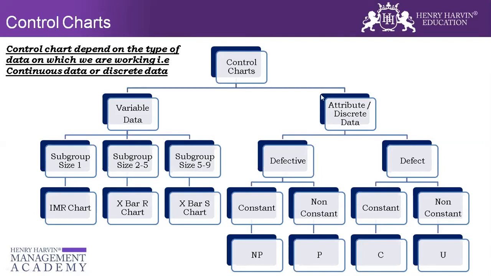If my data is discrete in nature, then there are 2 combinations. Either my customer is measuring me on defective, else my customer is measuring me on defect. Do we know the difference between defect and defective? We discussed during the DPU session in the measure phase. Defective means number of products. So one product can have multiple defects also. Yes, one product can have multiple defects.